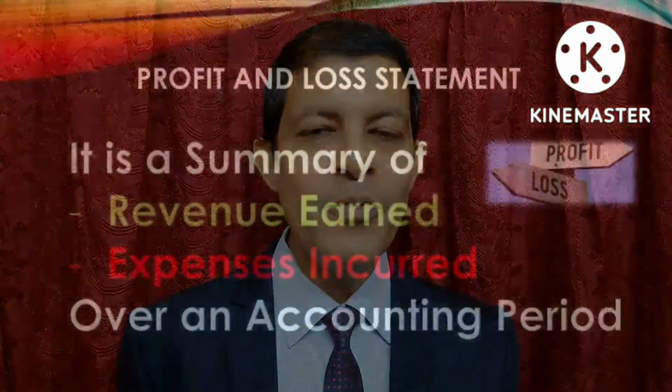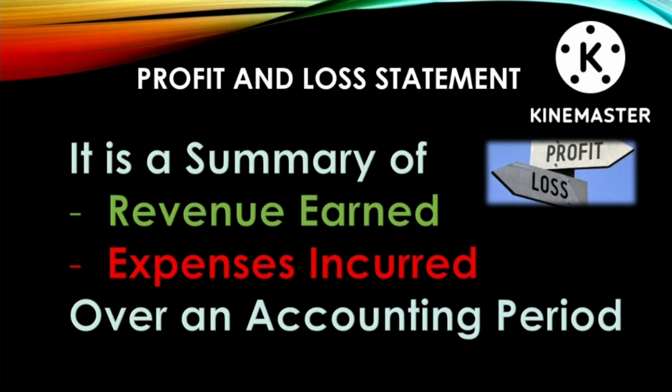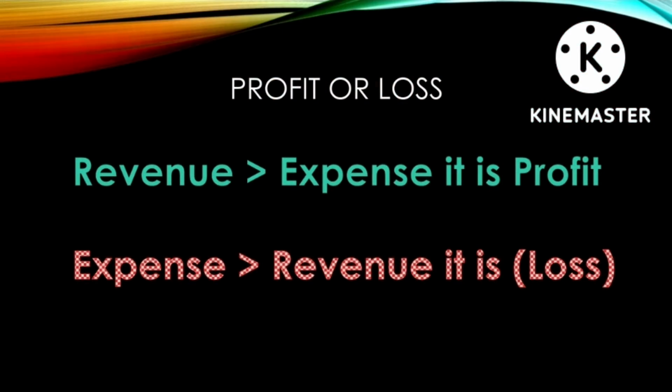So the profit and loss statement is a summarization of what the company earns in terms of revenue and what the company incurs in terms of expenses. Finally, after deducting the expense from the revenue, you get to know whether the company is in profit or whether the company is in loss. Revenue is more than expenses, it's a profit. If revenue is less than expenses, it's a loss, of course.